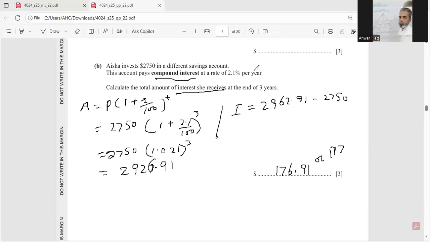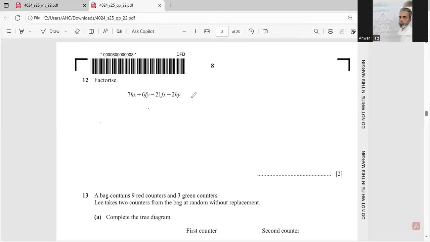Question 12. This is question 12, very simple question. Rearrange the values: 7hx, like values is minus 21fx. Here you can see that h becomes first, so you will write the value of h first. Minus 2hy and then plus 6fy.